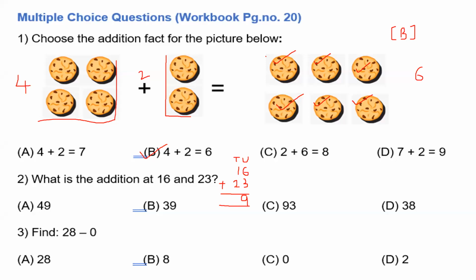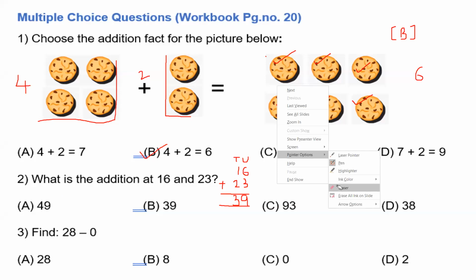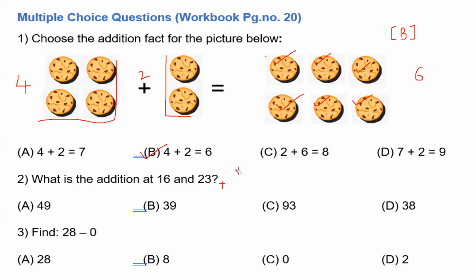1 plus 2. 1 plus 2 is equals to 3. So 16 plus 23 is equals to 39. In which option you can see the number 39? Yes, in the B option. So answer is B. So you can write it in your workbook. Those who don't have the workbook, write it in your notebook. B.